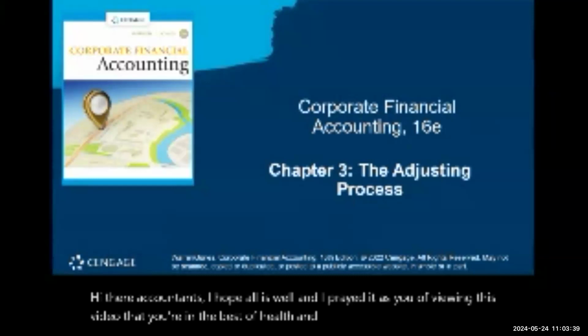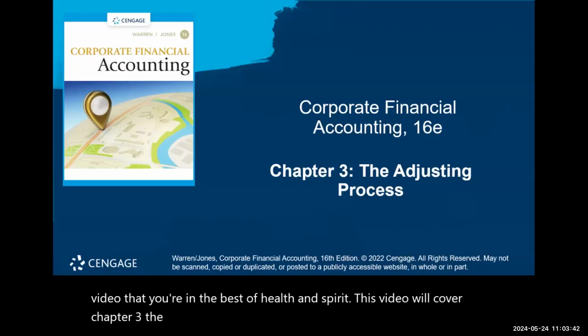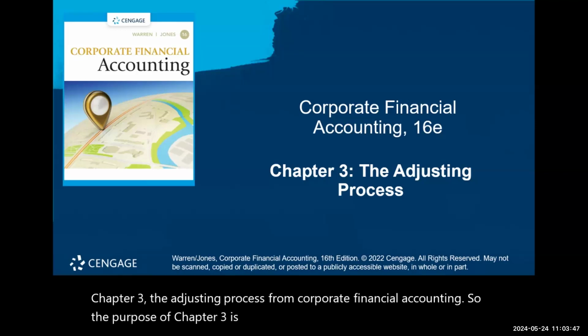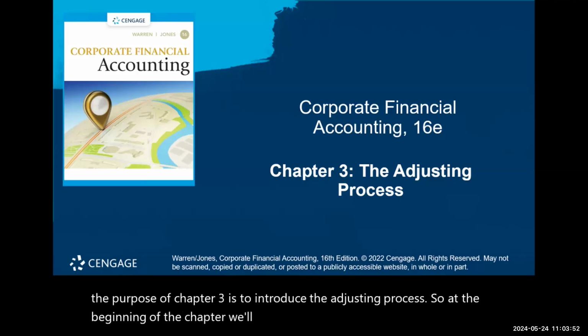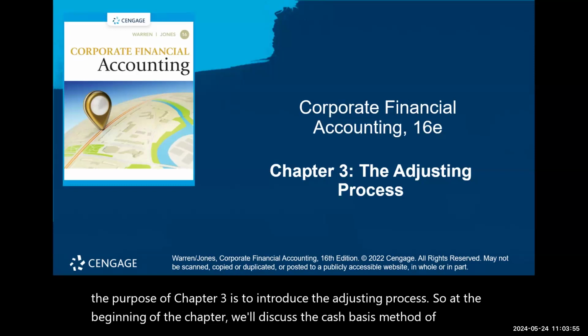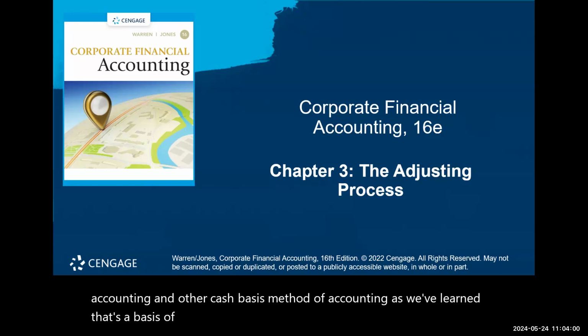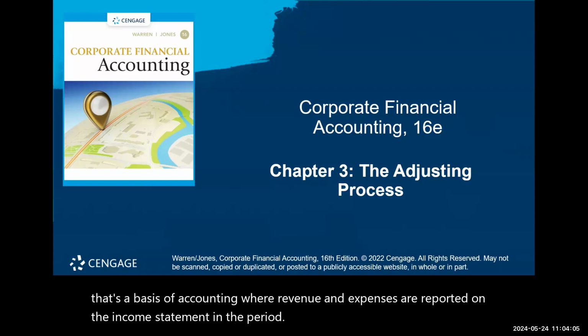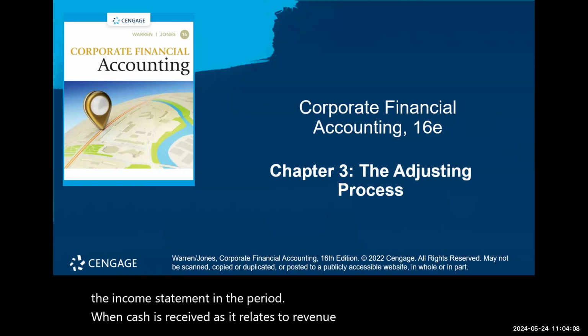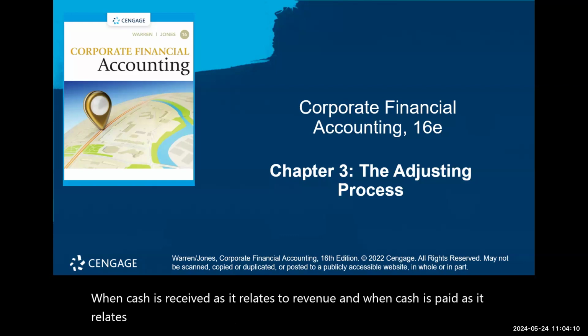This video will cover Chapter 3, the adjusting process from corporate financial accounting. The purpose of Chapter 3 is to introduce the adjusting process. At the beginning of the chapter, we'll discuss the cash basis method of accounting. Under the cash basis method of accounting, as we've learned, revenue and expenses are reported on the income statement in the period when cash is received as it relates to revenue and when cash is paid as it relates to expenses. And then we'll also discuss some examples of businesses that use the cash basis of accounting.